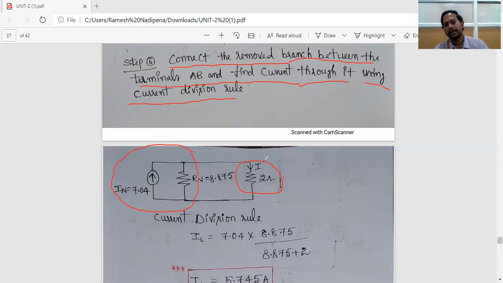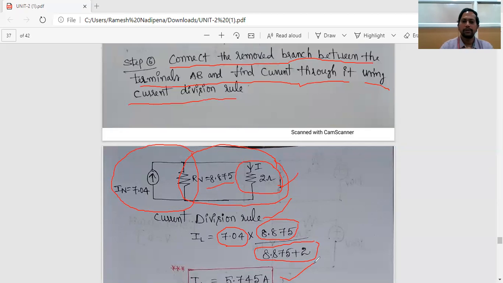For calculating the current value, apply the current division rule. What is the current division rule here? Total current, that is the input current 7.04, into the opposite resistance of the required branch. The required branch is the 2 ohm resistor, so the opposite resistance is 8.875. So 8.875 divided by the sum of total resistance in the parallel circuit. These two are connected in parallel. So 8.875 plus 2. That is our final expression. So I equals 5.745 amperes.